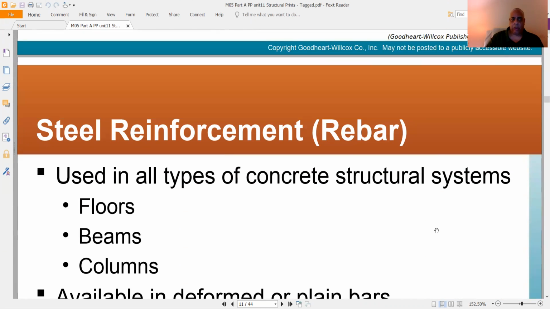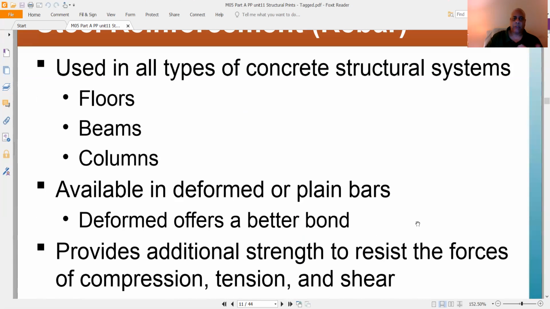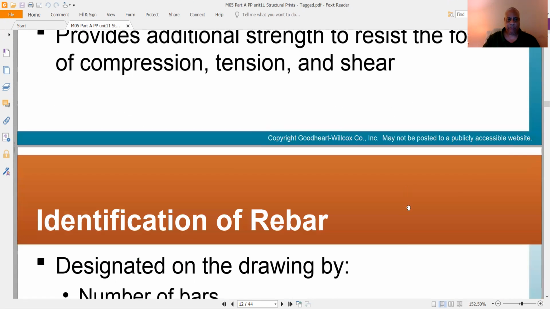Then we talk about steel reinforcement. Used in all types of concrete structural systems, your floors, your columns, your beams. It's available in deformed or plain bars. Now, to prevent rust in the holidays or scratches you get in your reinforced steel, they galvanize it or they utilize epoxy. That's the green material that you see on rebar. And what rebar does, it gives you that tension. So it provides additional strength to resist forces of compression, tension, and shear.